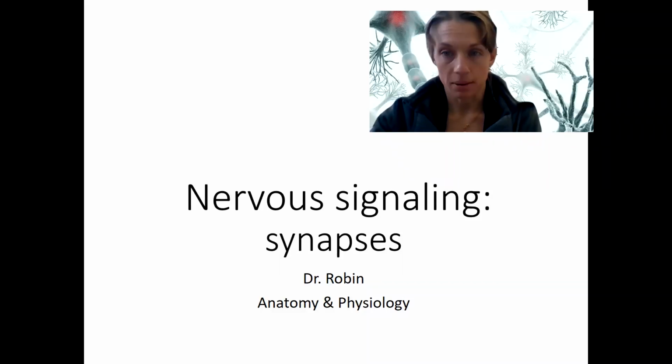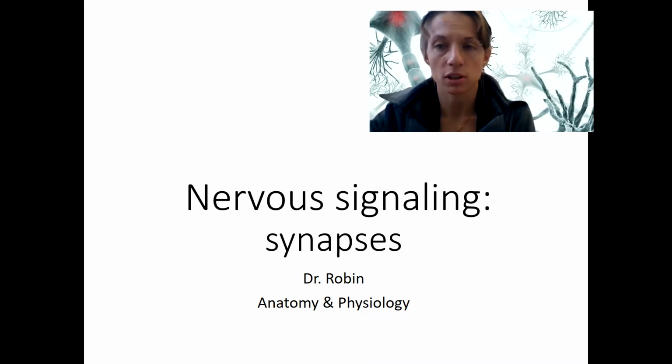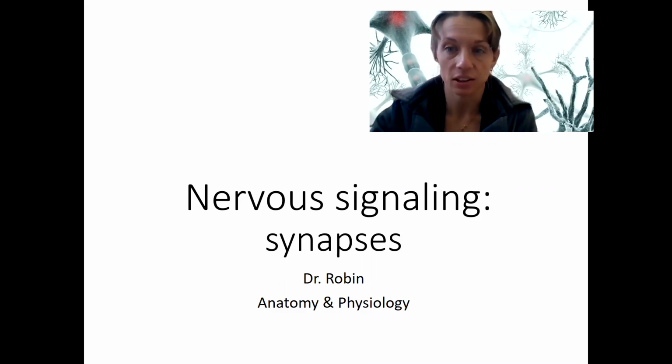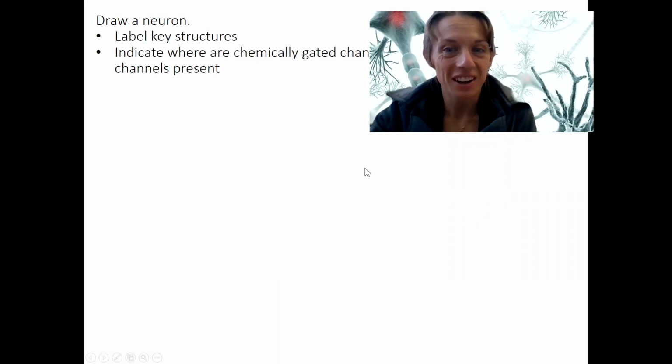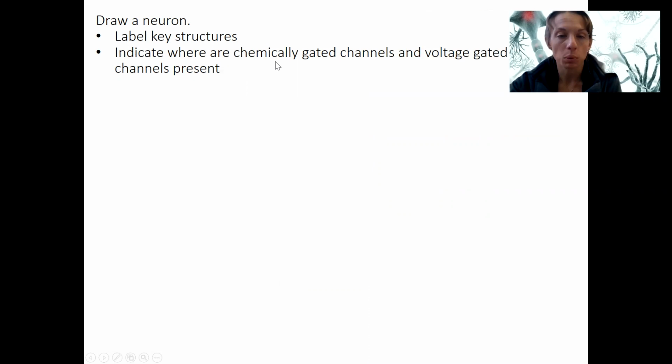Ready to talk about synapses. So this is one neuron talking to another, as opposed to signaling just down a single axon, a single nerve. So what I want you to start with is actually draw yourself another neuron and label the key structures of your neuron, and also include where chemically gated channels and voltage gated channels are present. I've done this before. You should be able to do it now.